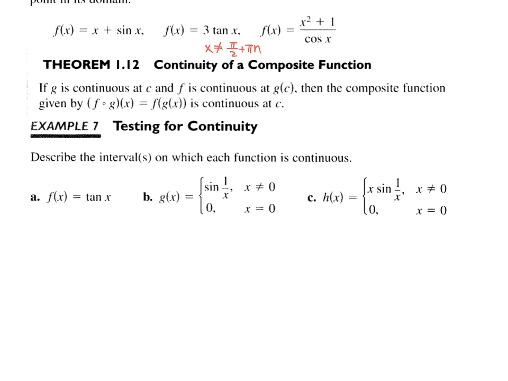If g is continuous at some number c, and f is continuous at g of c, then the composite function given by f of g of x is continuous at c. So notice here, f does not have to be continuous at c. f has to be continuous at g of c.